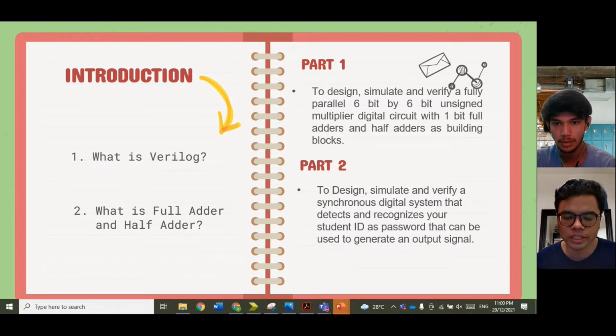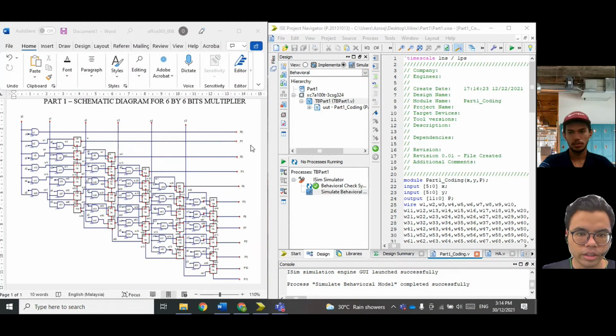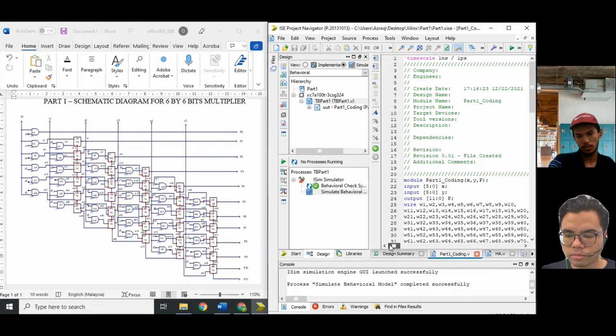For question part 1, I, Muhammad bin Azraq, will be presenting about how to design, simulate and verify a fully parallel 6-bit by 6-bit unsigned multiplier digital circuit with 1-bit full adders and half adders as building blocks. This is our schematic diagram for the 6-bit by 6-bit multiplier. And on my right side, this is our coding for the multiplier.